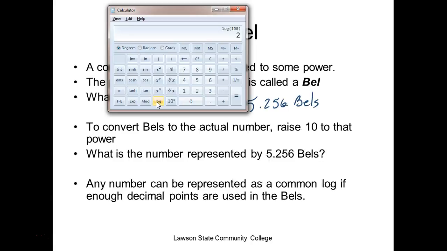It's 2 bels, right? You understand? That would be 2 bels. I can represent any number with a logarithm, but it's got a common base. So common logs have a common base. If I hit log, that means 10 raised to that power would give me that same number.